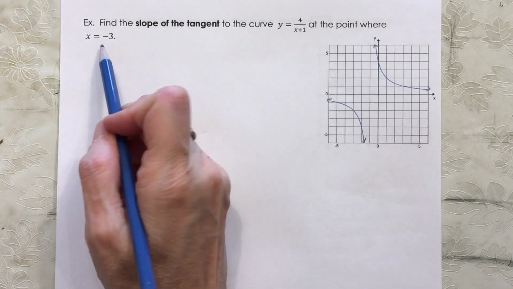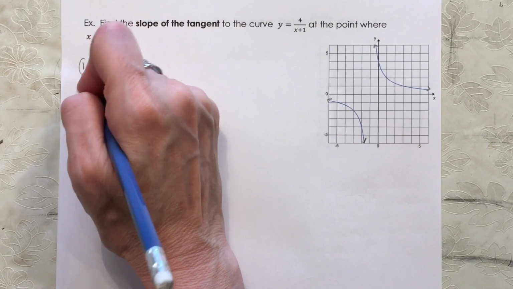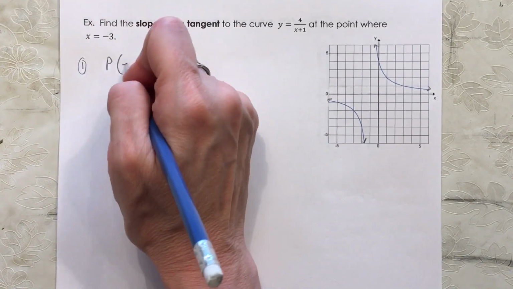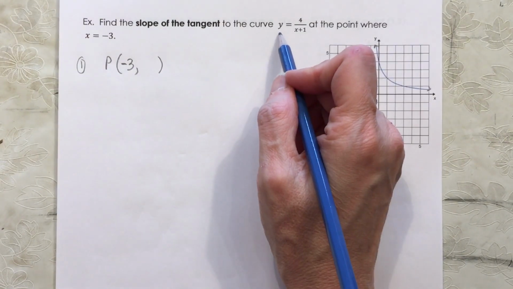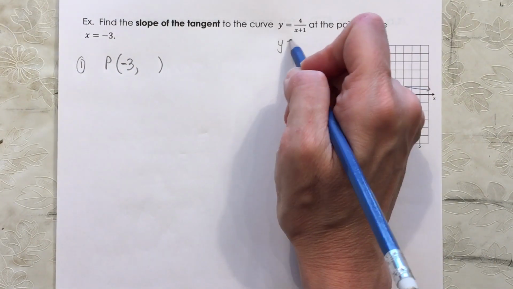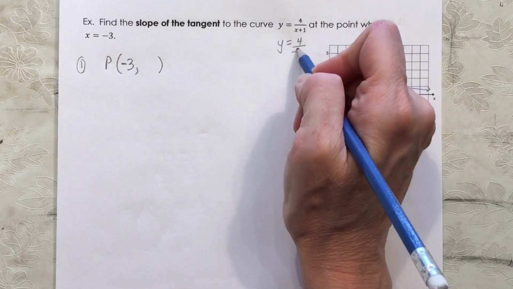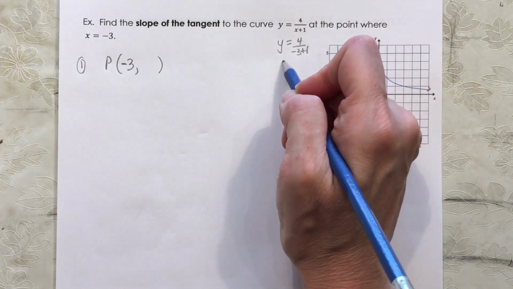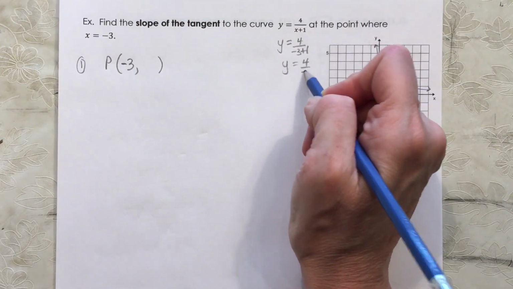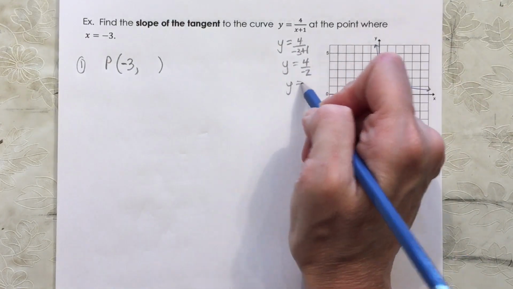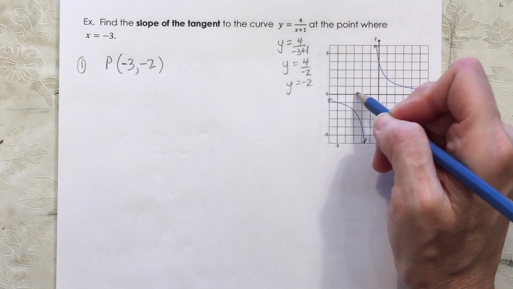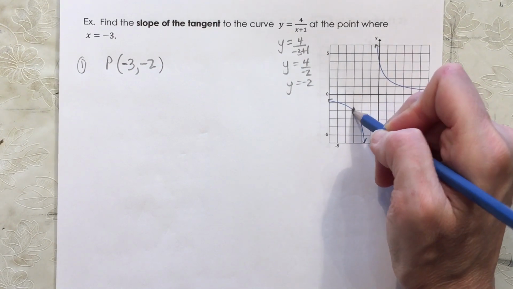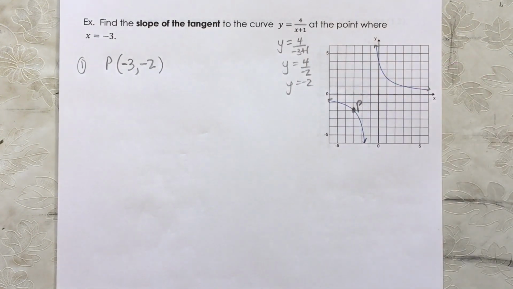It says at the point where x equals negative 3, so the first step is we want our point P, and again, we're just given the x value this time. And we can find the y value by substituting in negative 3 for x. My y value is going to be negative 2, it should be. Now let's look on our graph. Negative 1, 2, 3, negative 2 is a point. There's our point P, and it is a point on our graph.